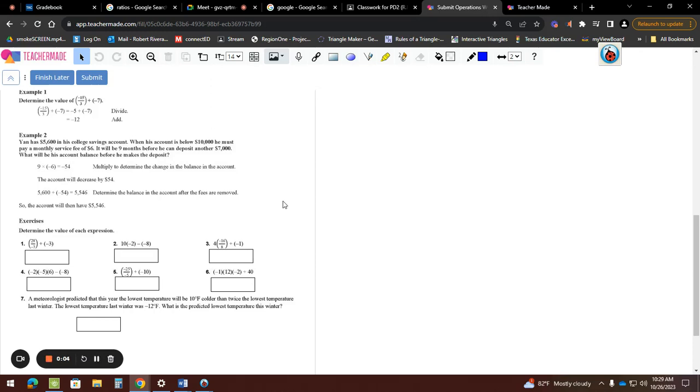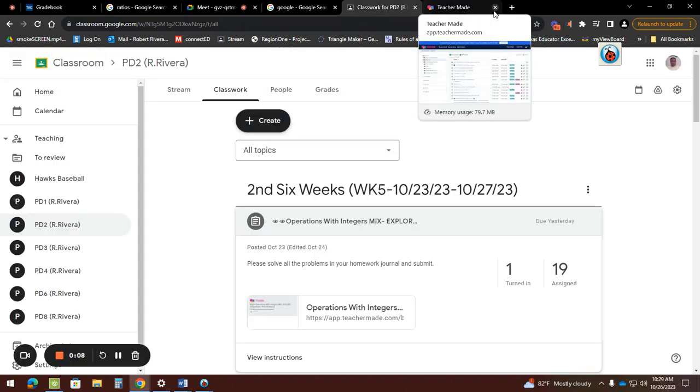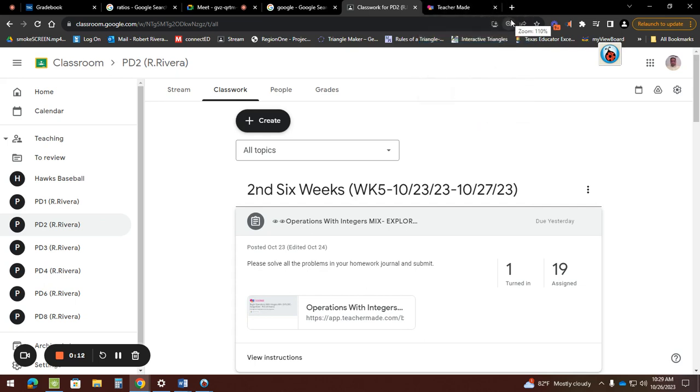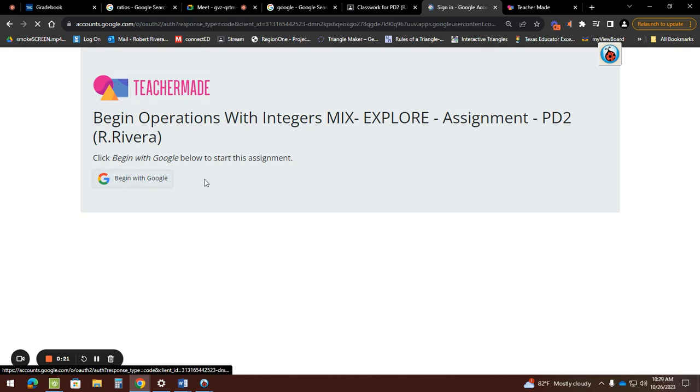So today's homework, let me start again from the beginning, for the recording. Today's homework is going to be the one with the little eyes, operations with integers. It's a mixed exploration problems. Open it up here. Begin with Google.